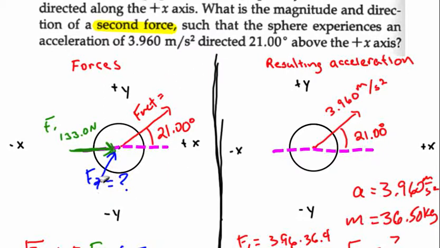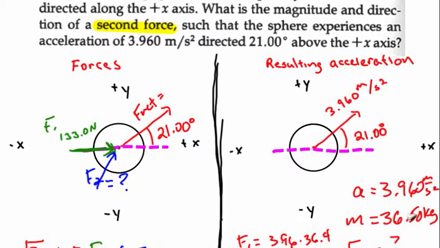So the F2 is going to come along with the F1 and create this F net. The F net creates this acceleration. So in order to find F2, which is ultimately the main thing, the second force, that's what we're trying to find, we must know the net force. To know the net force, we have to get that from the acceleration, because we do know the acceleration, we do know the mass. And so you're like, oh, now it might be clear.